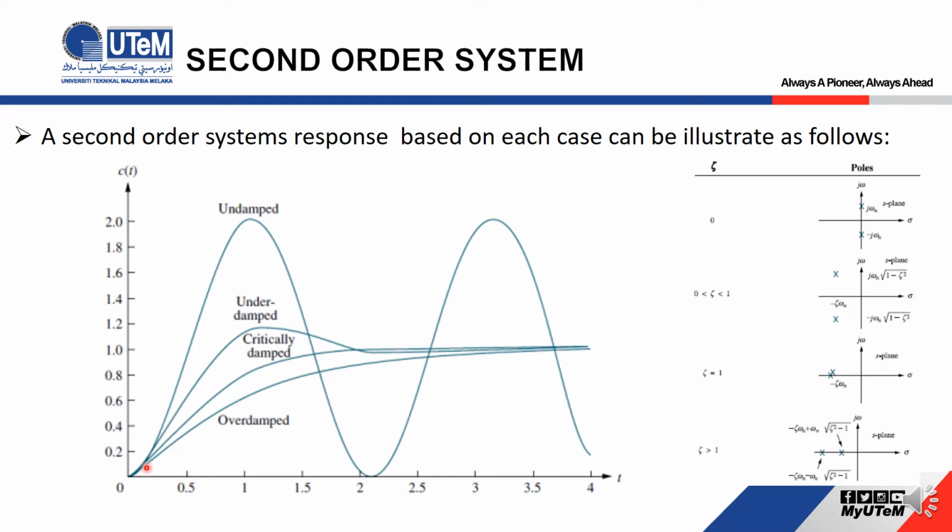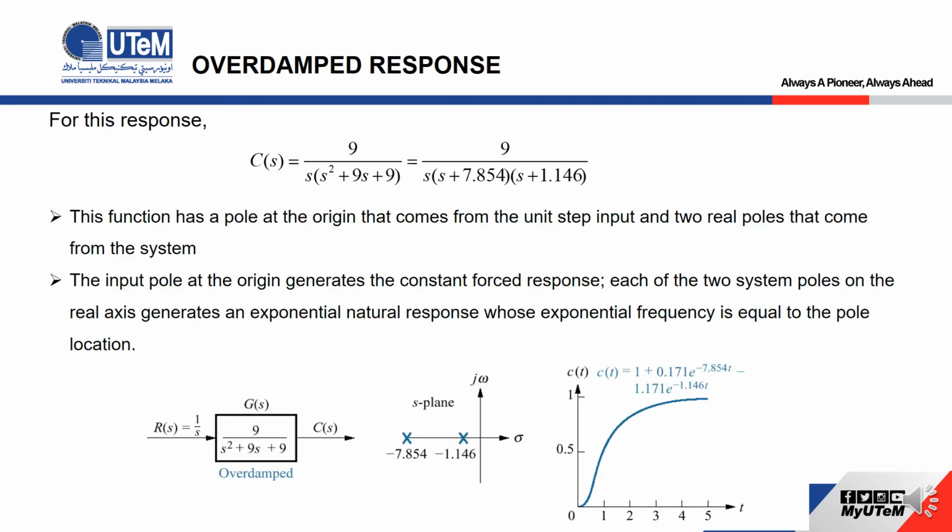For the next response, this is the underdamped case. The underdamped case occurs when zeta is between 0 and 1. As you can see here, there is overshoot involved in this response. For the last response, we call it the undamped response, which occurs when zeta is equal to 0. Let us go through them one by one.